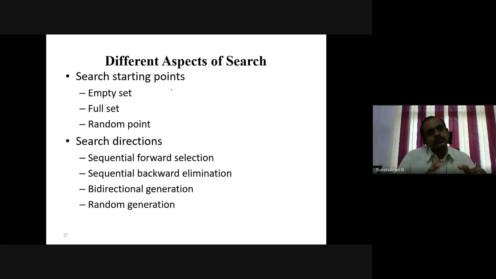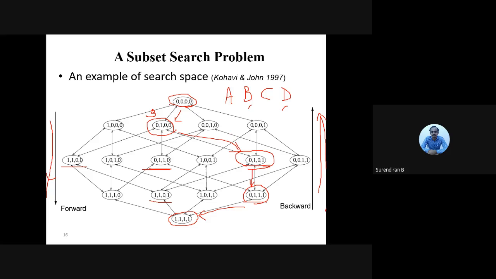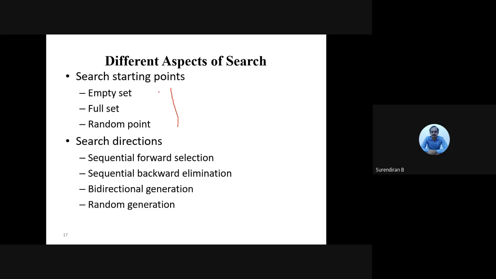Here for the searching algorithm, we have different aspects. One is the starting point. Either you can start with an empty set, a full set, or a random point. You can start at any random point and you can add or delete the features. So that is the starting point.